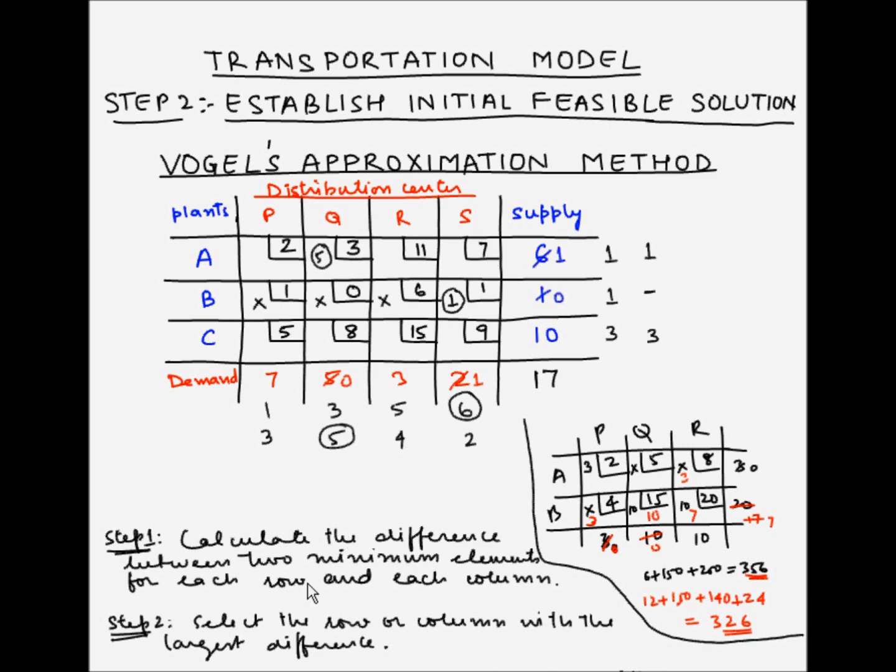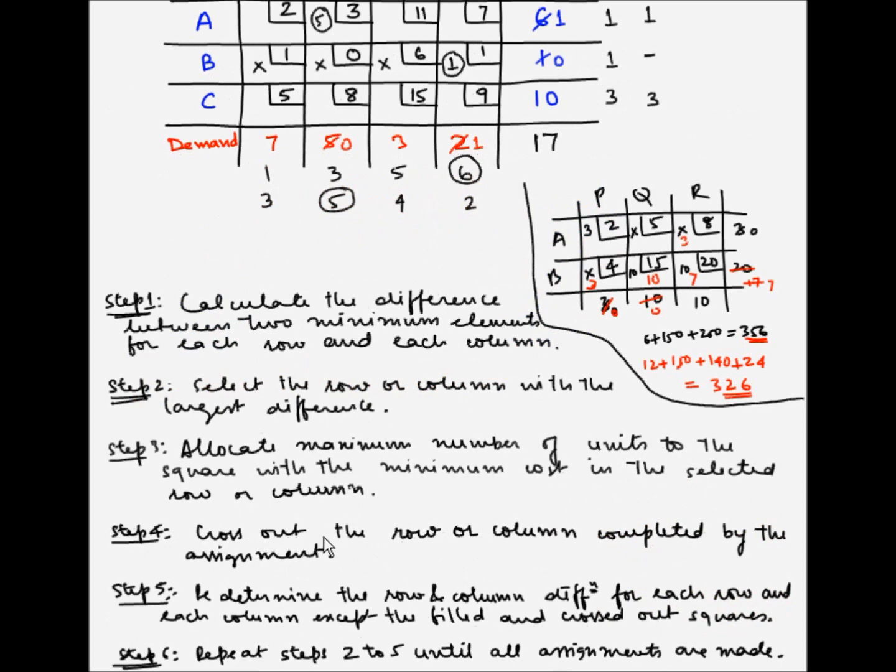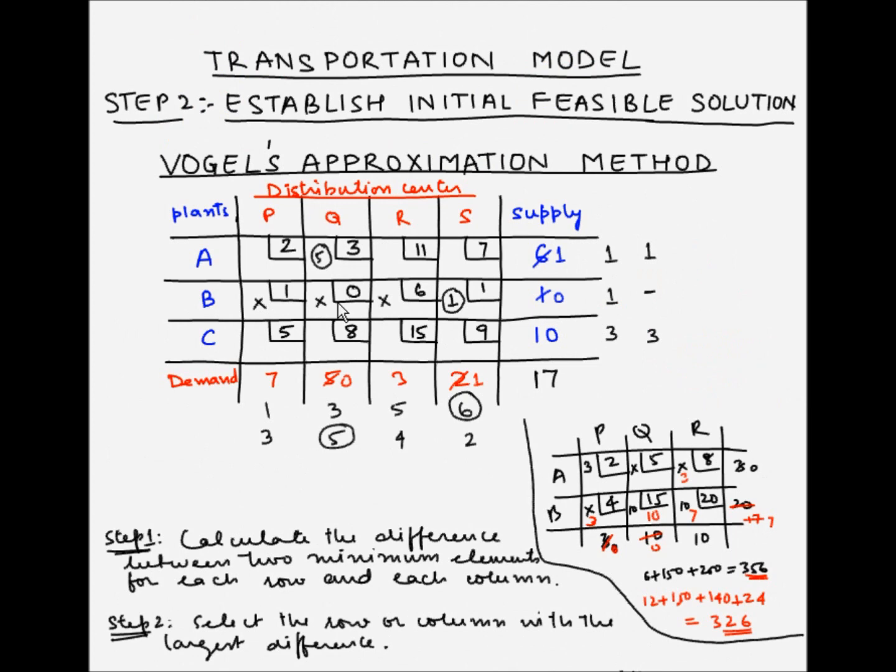So now step number 4 is cross out the row or column completed by the assignment. So since the demand for Q has completely been fulfilled, we'll cross off the squares which are not yet allocated or crossed off. So we'll cross off this square CQ. We can't cross off the other squares for row A because there's still a supply of 1 which can be allocated to the other distribution centers.